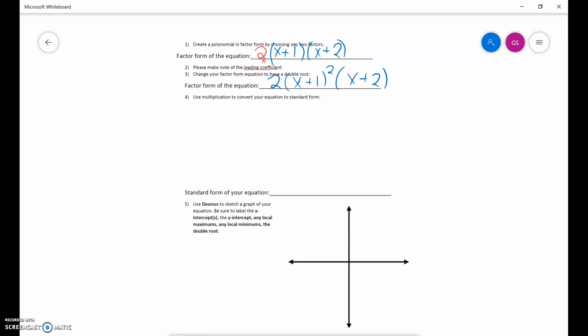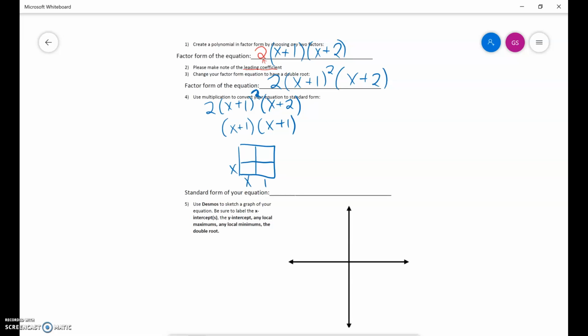Convert this to standard form using multiplication. Okay, so I've got 2 parentheses x plus 1 squared times x plus 2. All right, so I'm going to start with this x plus 1 squared. That is the same as x plus 1 times x plus 1. So I'm ignoring all the rest of this thing for now. I'm just going to do x plus 1 times x plus 1 using the box.